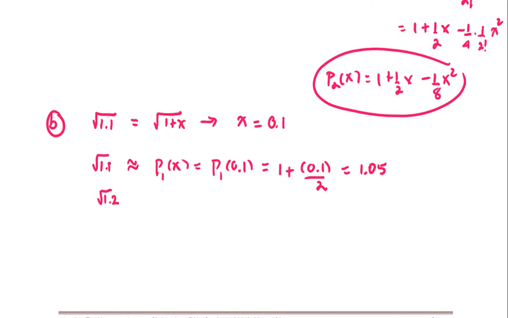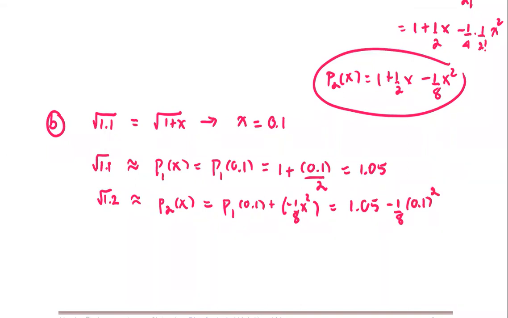And using the quadratic approximation P2 of x, which is P1 at 0.1 plus the additional term, negative 1 over 8 x squared, we get 1.05 minus 1 over 8 multiplied by 0.1 squared, and we get 1.04875. Next, in part C, we are going to find the absolute error from using each approximation.